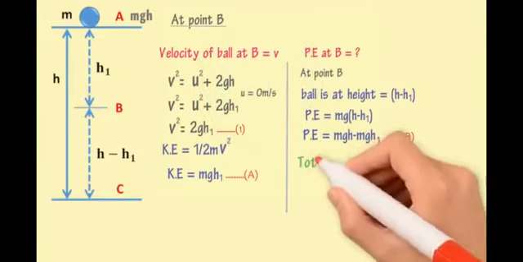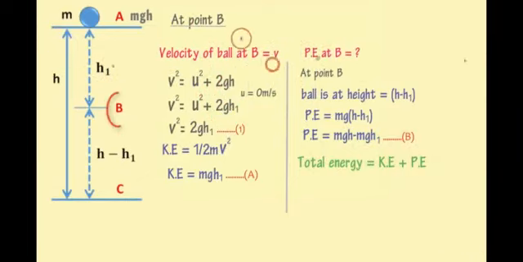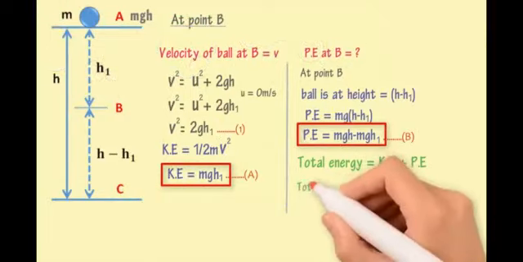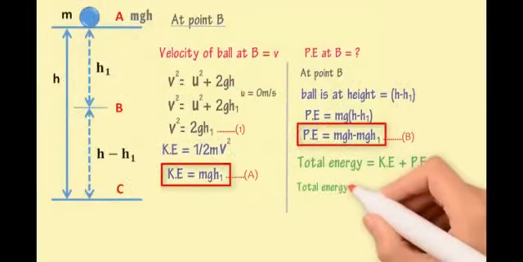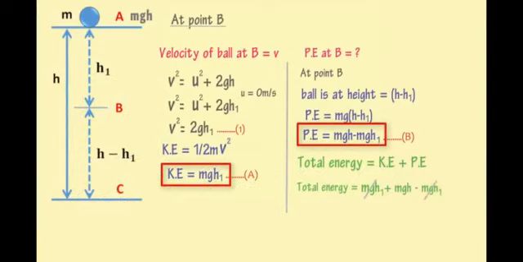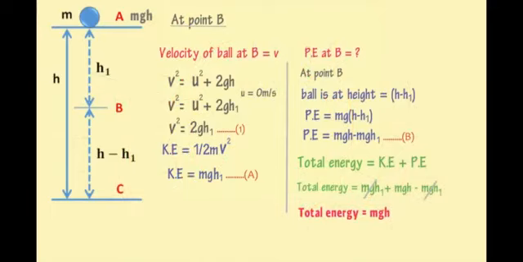We know that the total energy of the ball is equal to kinetic energy plus potential energy at point B. Hence kinetic energy is equal to mgh1 and potential energy is equal to mgh minus mgh1. Therefore total energy is equal to mgh1 plus mgh minus mgh1. Hence this and this cancel out. We get total energy is equal to mgh. Thus the total energy of the ball at point B is also mgh.